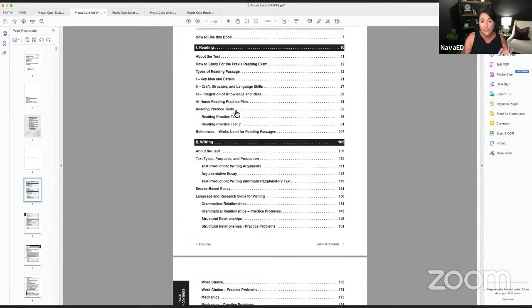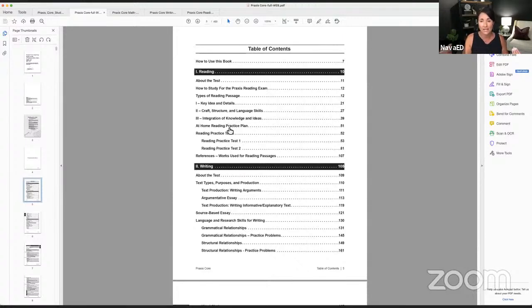And then reading's a little bit different because they're reading passages, not just random problems. We have 2 full reading practice tests here, and I'm going to talk more about how you can do that. Now, I want to have a quick conversation about practice tests and things like this. This is very important when you're studying for a test like the Praxis Core, all right?